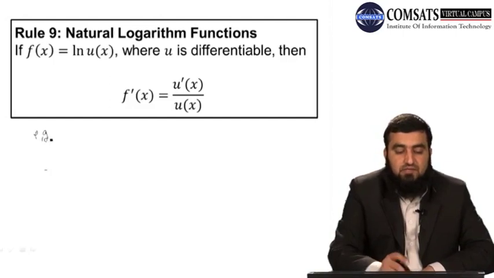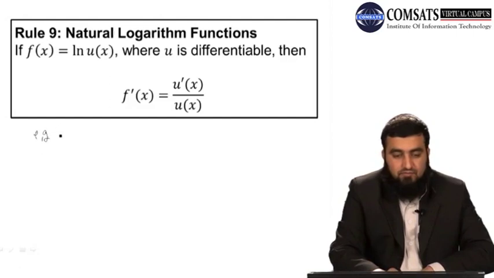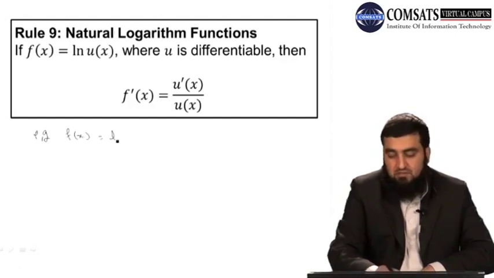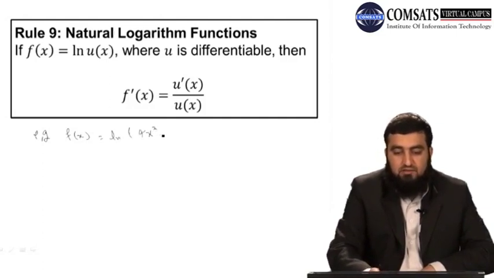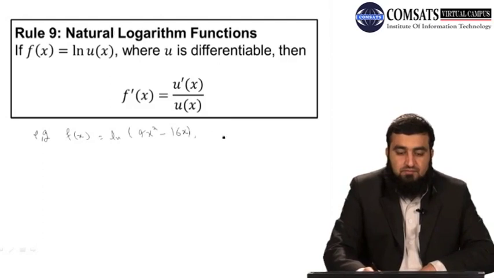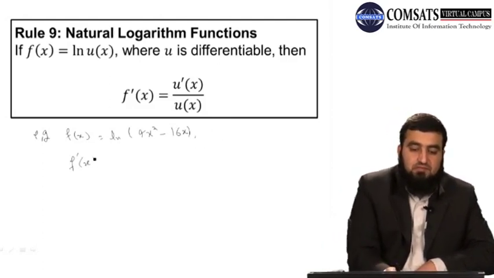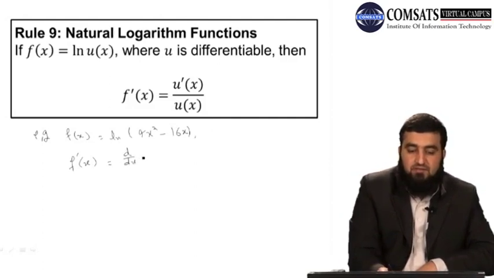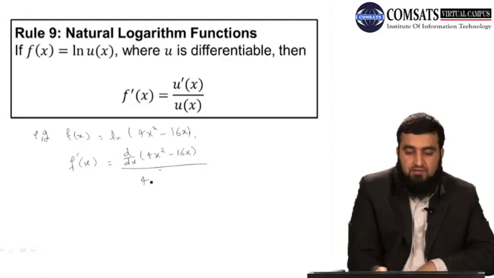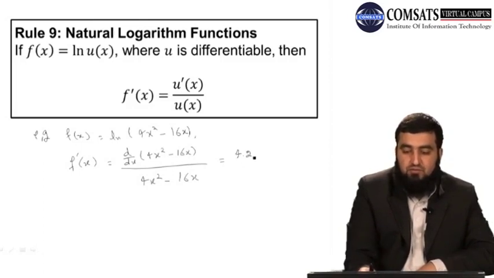For example, if you take f of x equal to log of 4x square minus 16x, then what is f prime of x? f prime of x is equal to d by dx of 4x square minus 16x divided by u of x, जो कि आपके पास है 4x square minus 16x. तो इसका जो डेरिवेटिव है वो है 4 into 2x to the power 2 minus 1 minus 16 into x to the power 1 minus 1. This is divided by 4x square minus 16x.